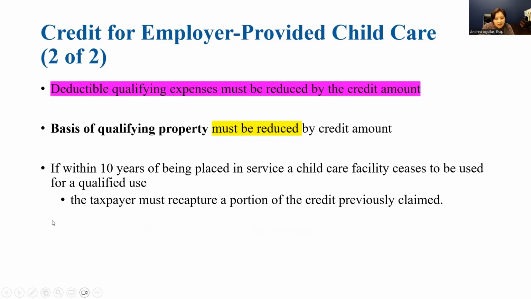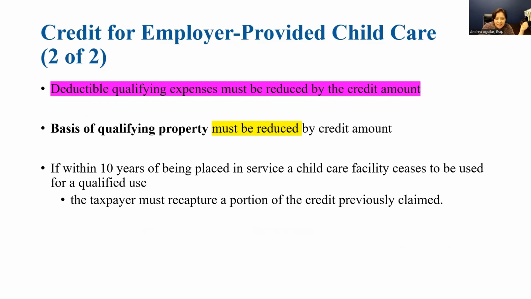So the deductible qualifying expenses must be reduced by the credit amount. If you're getting a credit, you have to reduce your deduction. Now, the amount of the credit also has an impact on the basis of qualifying properties. So you have to reduce your basis by the amount of the credit that you are claiming.